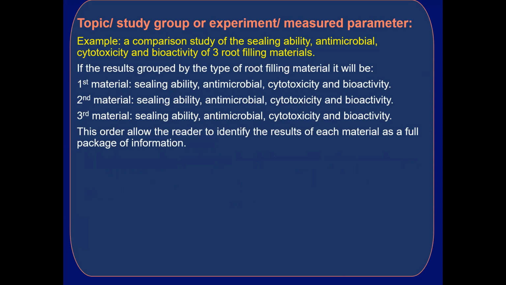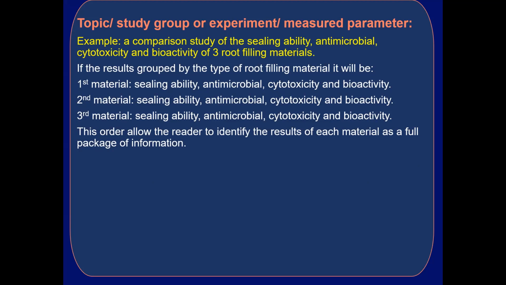If we do that in a way that the results are grouped by the type of the root filling materials, the main comparison is going to be about the type of the material. So we have three materials. The first one is about something, the second about the other one, and the third material is about a different one. So the difference is going to be about the type of the materials, but when we compare those variables according to those materials, it's going to be the same.